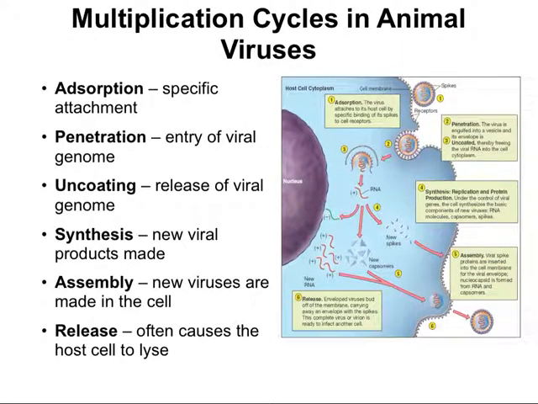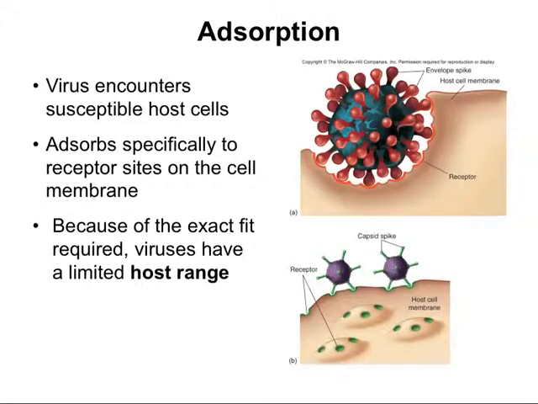The multiplication cycles in animal viruses involve these stages. Adsorption, which is attachment to the host cell in a very specific manner. Penetration, or entry of the viral genome into the host cell. Uncoating, or release of the viral genome from its packaging. And synthesis of the new viral products. Assembly of new viruses, and then release of those viruses out into the surrounding environment. Let's begin by taking a closer look at adsorption.